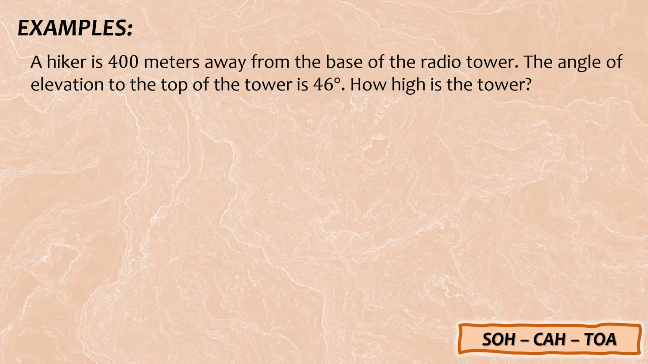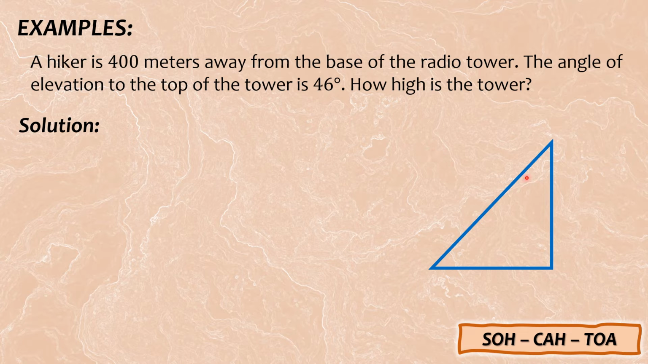So, proceed naman tayo sa word problems involving the angle of elevation and depression. So, first word problem, a hiker is 400 meters away from the base of the radio tower. The angle of elevation to the top of the tower is 46 degrees. How high is the tower? So, again, let's have the solution.